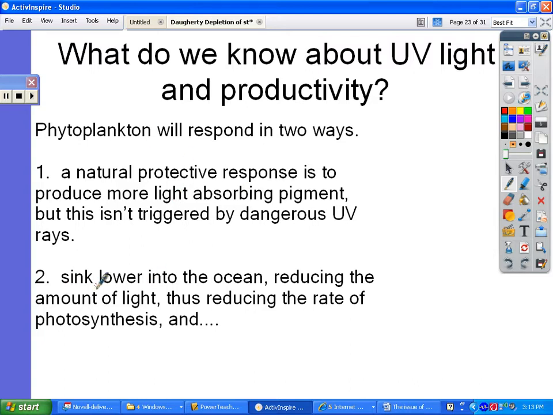Number two, it says also plankton might sink lower into the ocean if it becomes brighter, too much UV radiation shining down on it. The plankton would actually sink lower in the ocean, which would reduce the amount of light that it receives, which would reduce the rate of photosynthesis, which would reduce the amount of productivity, which would then affect the entire ecosystem because the ecosystem is used to living off of a certain amount of plant matter. And so if that decreases, that would affect the entire ecosystem. Okay.